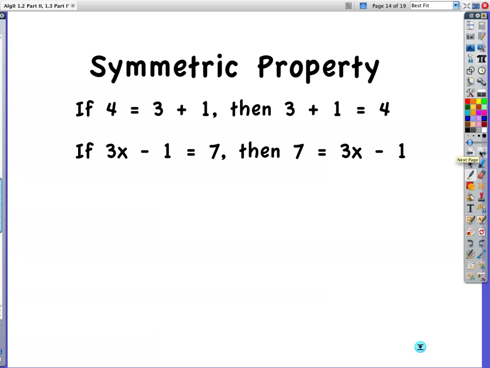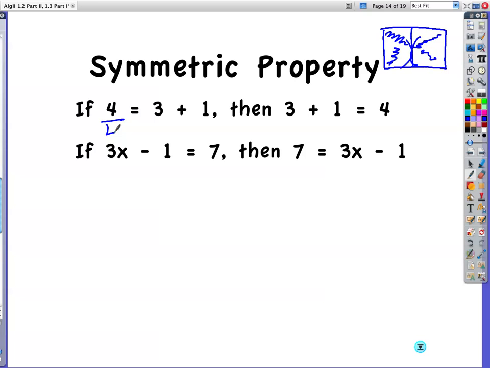Symmetric. I always remember when I was a kid, we would do these things where we would put paint here and then paint over here. And then you fold the paper in half, guess what happened? You had the paint over here and the paint over here. So what was on the left side ended up on the right side, and what was on the right side ended up on the left side. Okay? That's what's happening here.